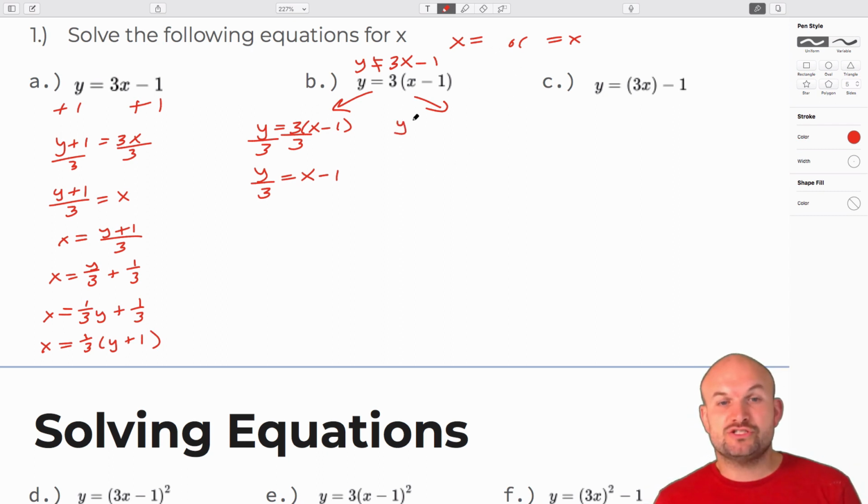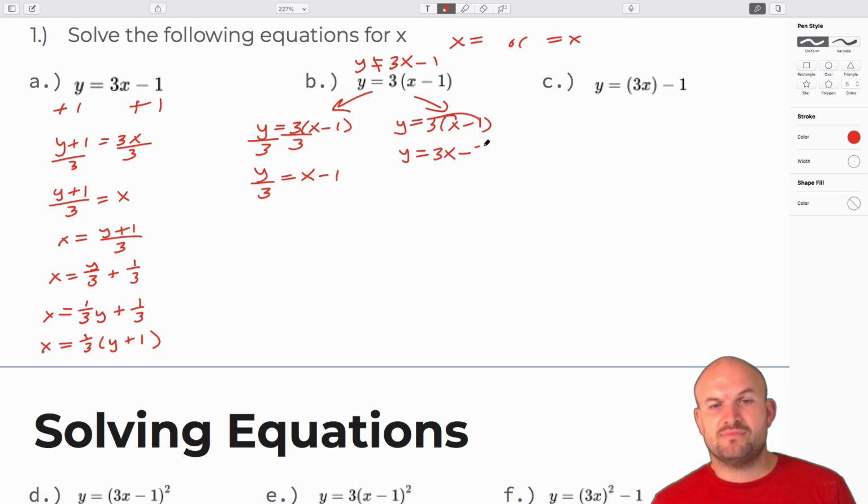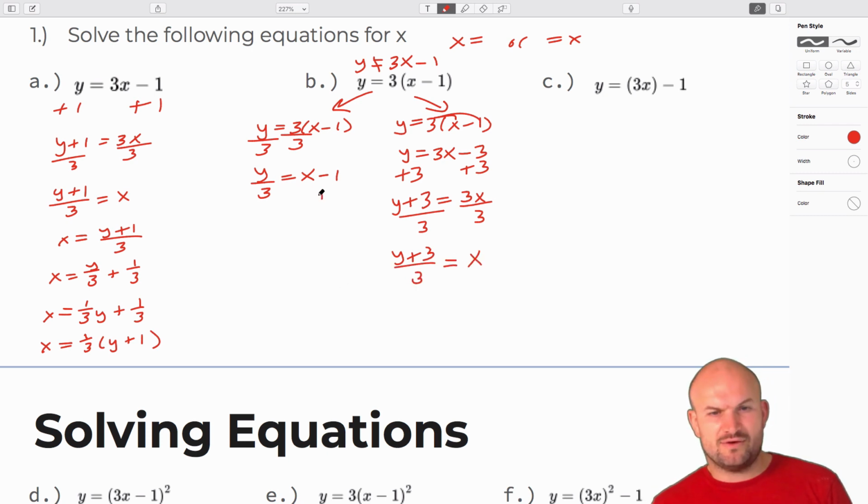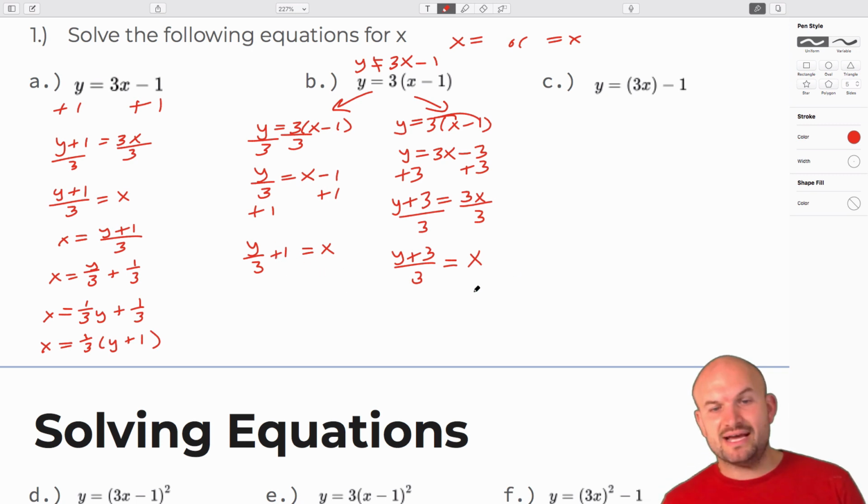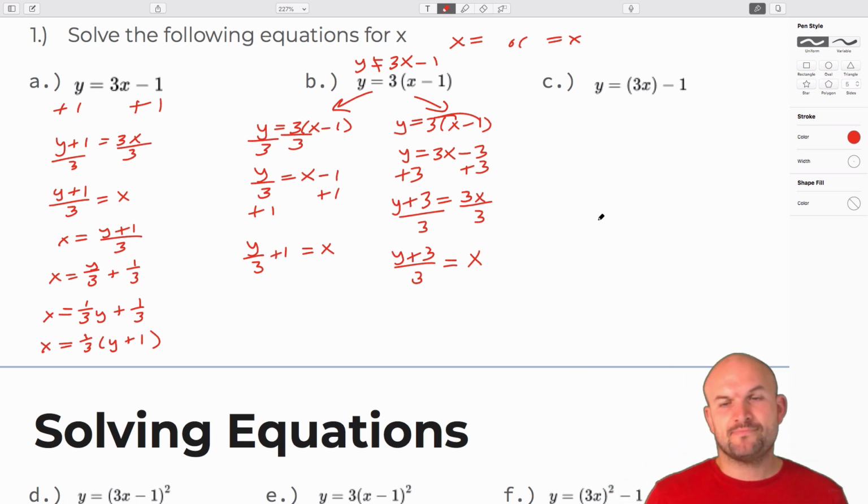The other thing we could do is distribute that 3. So multiply the x. Let's put that back in parentheses. Distribute that, so therefore we'd have y equals 3x minus 3. And now we could go ahead and use our inverse operations. So add 3. y plus 3 is equal to 3x. And then, using the understanding from that first example, you can see that those are equivalent. Oops, I forgot to add 1. So even though they don't look the same, they are exactly the same, because you could combine these or you could distribute the 3 many different ways.